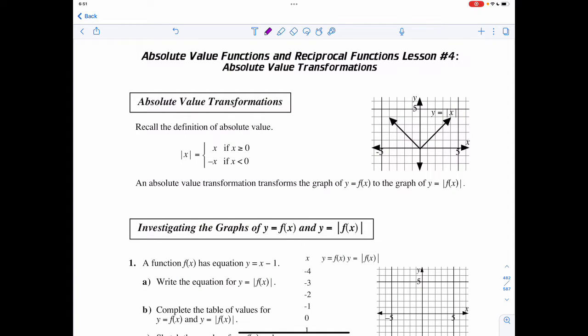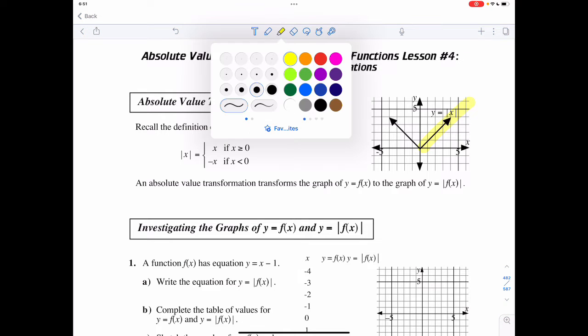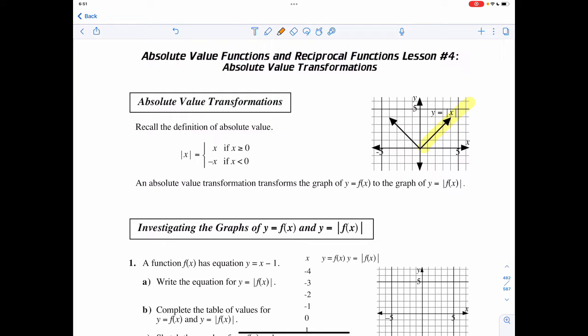For this lesson, we're going to take a look at the absolute value transformations. So we know when we did it for our original absolute value, y is equal to the absolute value of x, then we said that it's going to look like y is equal to x when it's greater than or equal to 0, and it's going to look like the negative version, or reflected version, when it is less than 0.